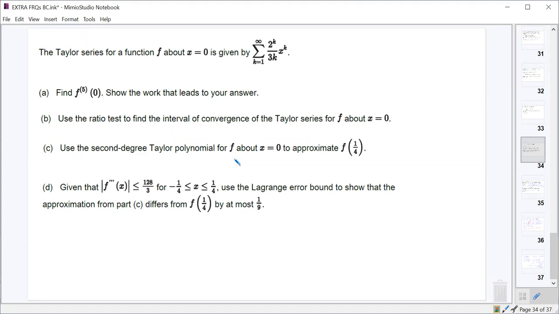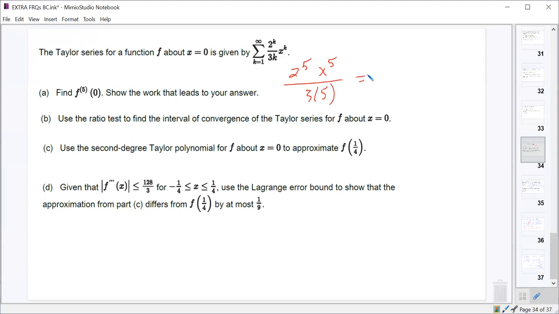So to do part A, which says find the fifth derivative of f at 0, that means we're going to have to write out the terms of our series to figure out what the coefficient is going to be. If we start at k equals 1, our first term is 2/3 x. I guess we don't need to write them all out. We'll just write out the fifth one: 2 to the 5th times x to the 5th over 3 times 5.